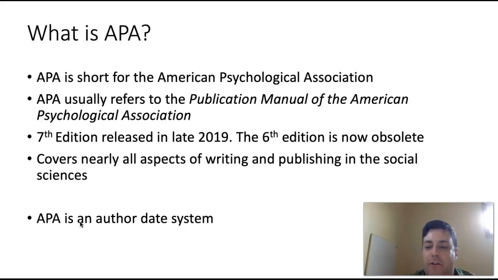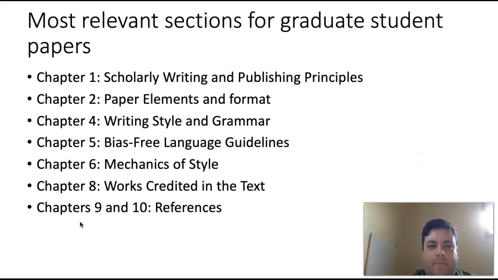So APA uses an author date system. That's when you see in each sentence a person's last name or a series of last names, and then the year. That's the author date system. There are, of course, other systems that use footnotes and endnotes, things like that. You may have used those as an undergrad or in other parts of your education, but APA is an author date system. So the things that I think are most relevant are chapters 1, 2, 4, 5, 6, and 8.